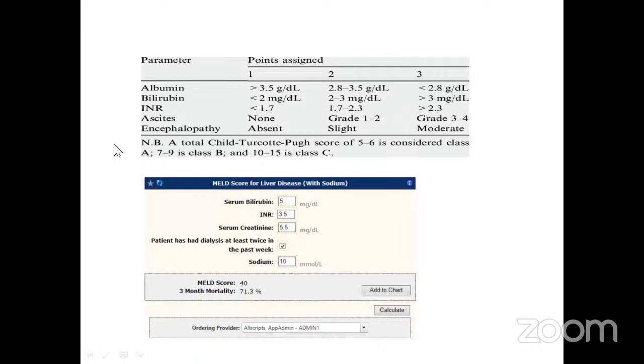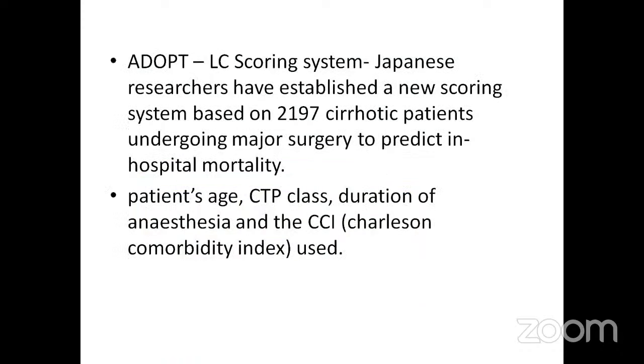These are the parameters used in the Child-Pugh score and the MELD score. In the Child-Pugh score, albumin, bilirubin, INR, ascites, and encephalopathy are included. Class A has a score of 5 to 6, which has a mortality risk of 11%; class B has a score of 7 to 9, which has 44%; whereas class C has a higher mortality risk of 83%. The MELD score includes parameters like serum bilirubin, INR, and serum creatinine, where a score of more than 15 is generally avoided for surgery.